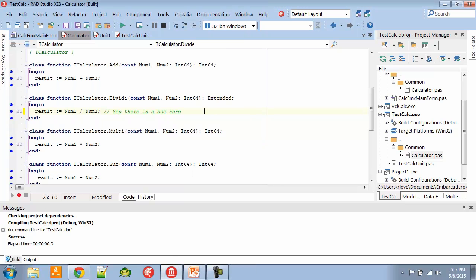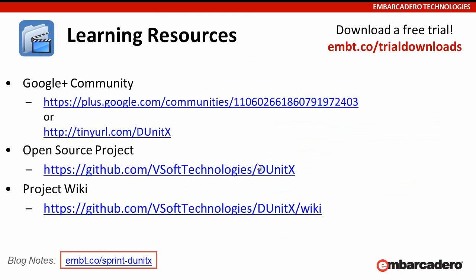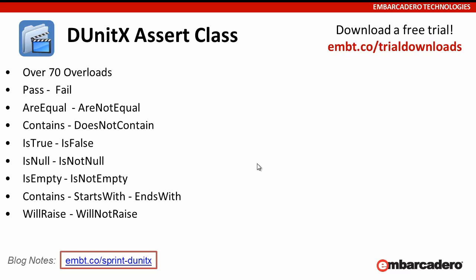So if we go right back to the PowerPoint here, the DUnitX assert class has over 70 overloads. So there's ones that we showed were pass and fail. We also showed are equal, but we didn't show are not equal. There's one called contains, and then one that says does not contain, is true, is false, is null or is not null, is empty and is not empty. And then it has some string ones such as contain, starts with, end with, raise or will not raise. It also has type checking. Like I said, there's 70 overloads. I can't get them all covered, obviously, in the time that we have here. But assert is a class that you want to go spend some time with in the code to figure out what's there.